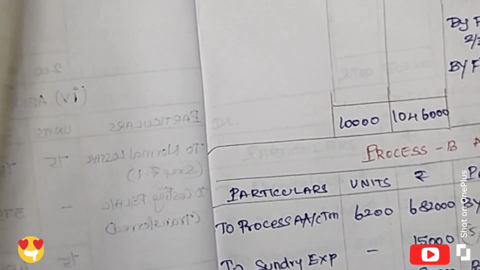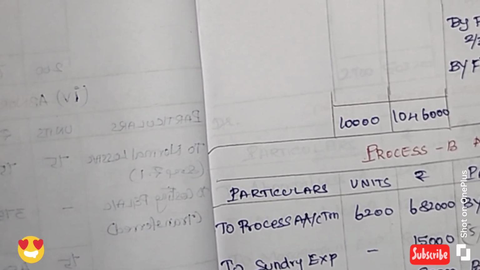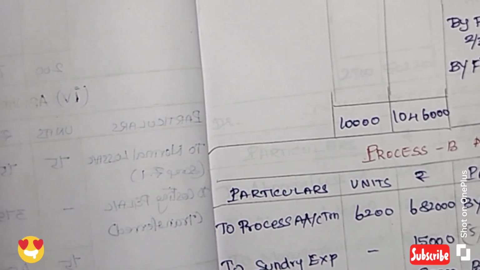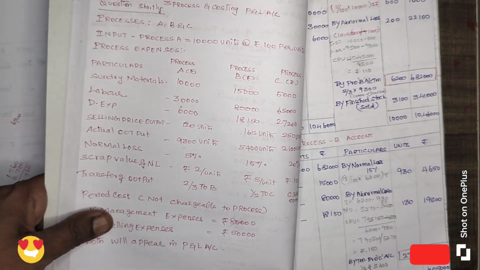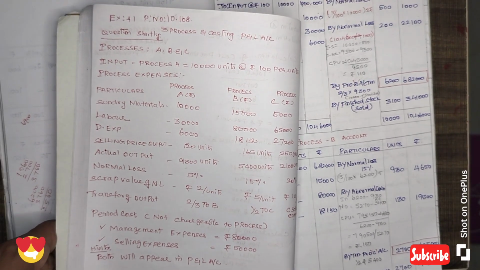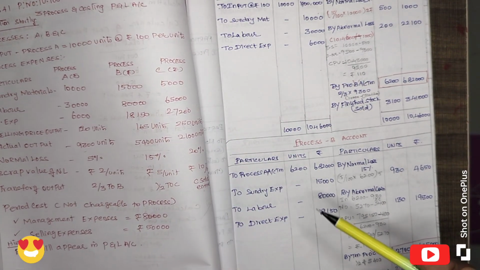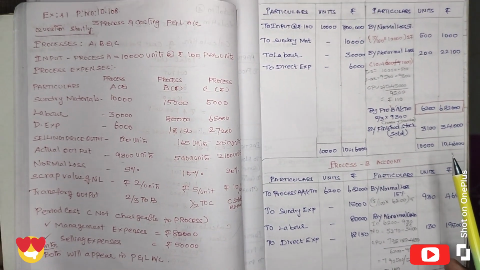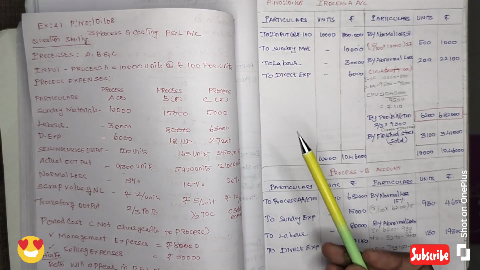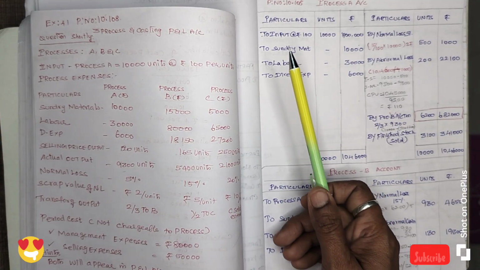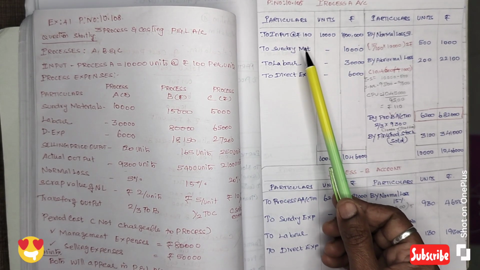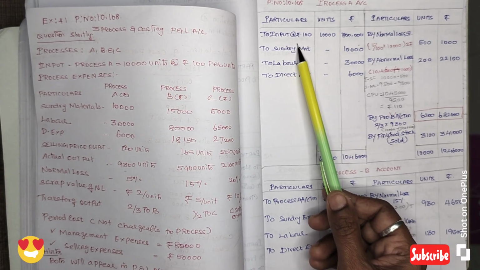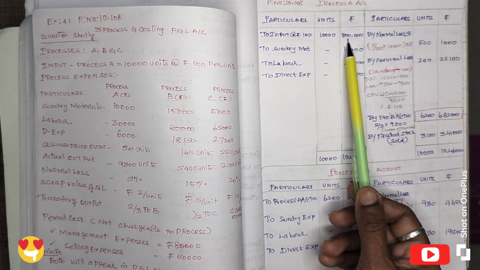Okay. Now we are going to prepare process A account, process B account and process C account, and the costing profit and loss account. Let's prepare the process A account. For my understanding, I have prepared the question. Whenever you start the process A account, you start with the input introduced on the debit side. What is the input they have given? 10,000 units, each unit at rupees 100. So, 100 into 10,000 you will get 10 lakh rupees.